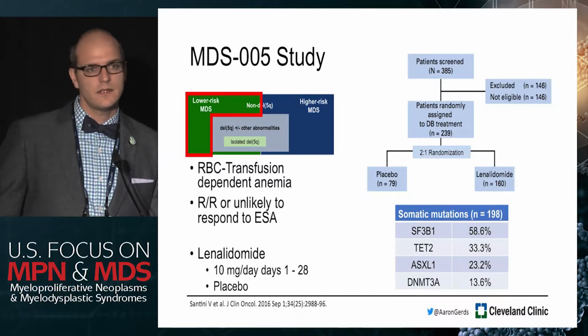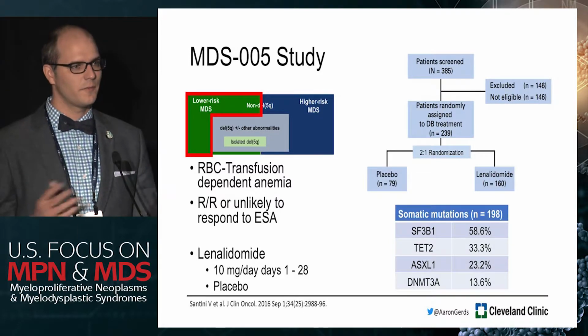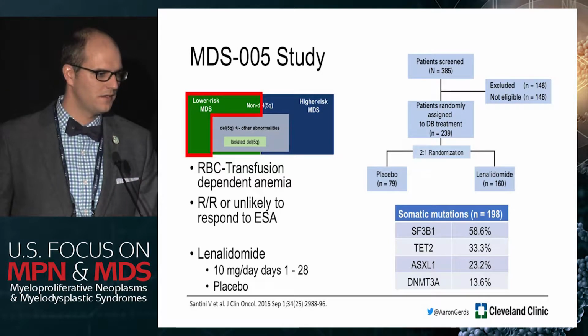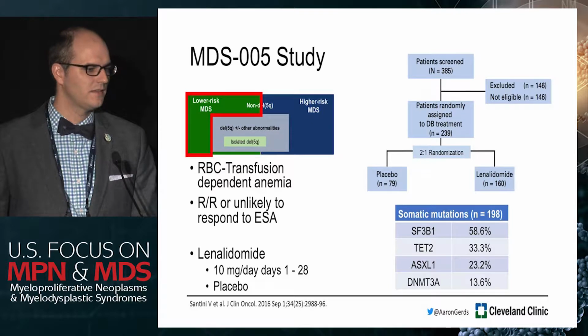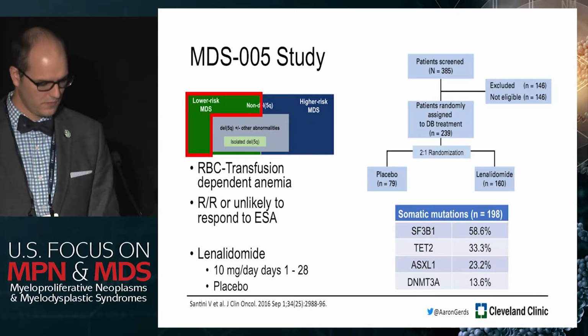Being a more recent study, mutational profiling was done. I would be remiss not to add in some form of mutation alphabet soup in explaining these studies, but most of the patients did have SF3B1 or spliceosome mutations, followed by TET2, ASXL1, and DNMT3A mutations.